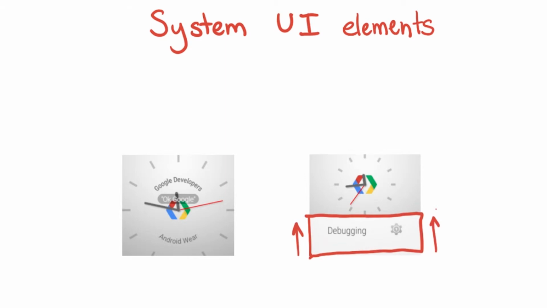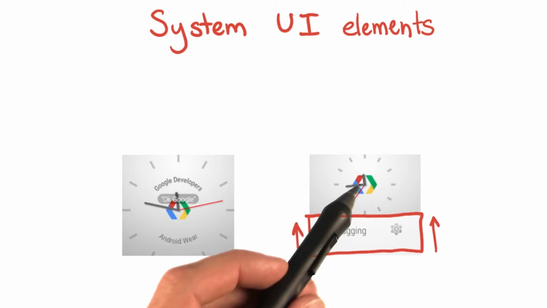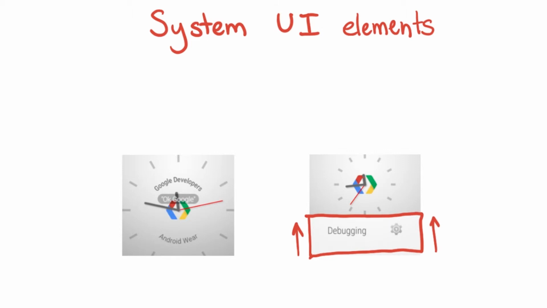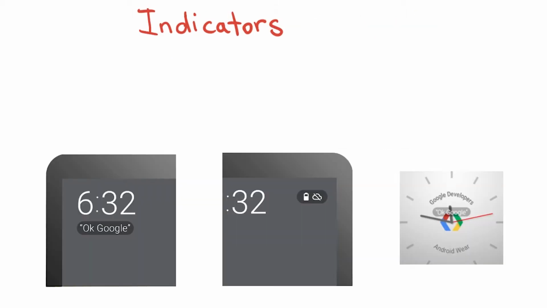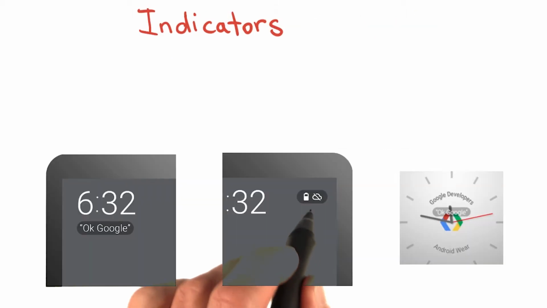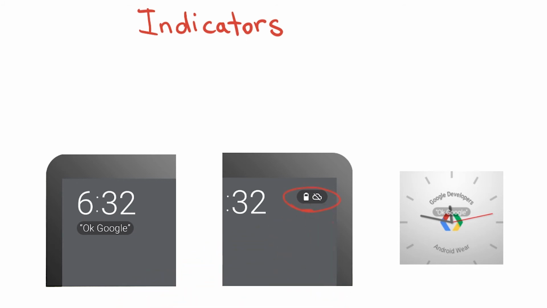However, the system notifies your watch face when the bounds of a peek card change, like here, so that you can rearrange the elements of your design if necessary, like in this example here, where the clock face has actually resized itself. Indicators tell the user the status of the wearable, such as charging, airplane mode, connectivity, and so forth.